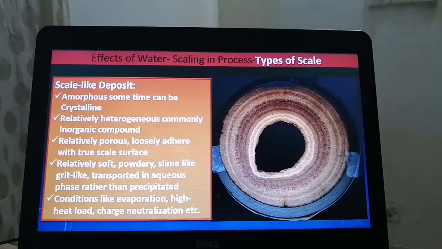If this kind of environment comes in your water body, then this kind of scale-like deposit happens. Usually when scaling happens, first the true scale starts, and when the true scale settles on a surface, then a scale-like deposit is attracted and comes onto the top layer of the true scale, and it becomes another layer. So I think you understand what the second type of scale is. This is not a true scale, but it is a scale-like deposit.